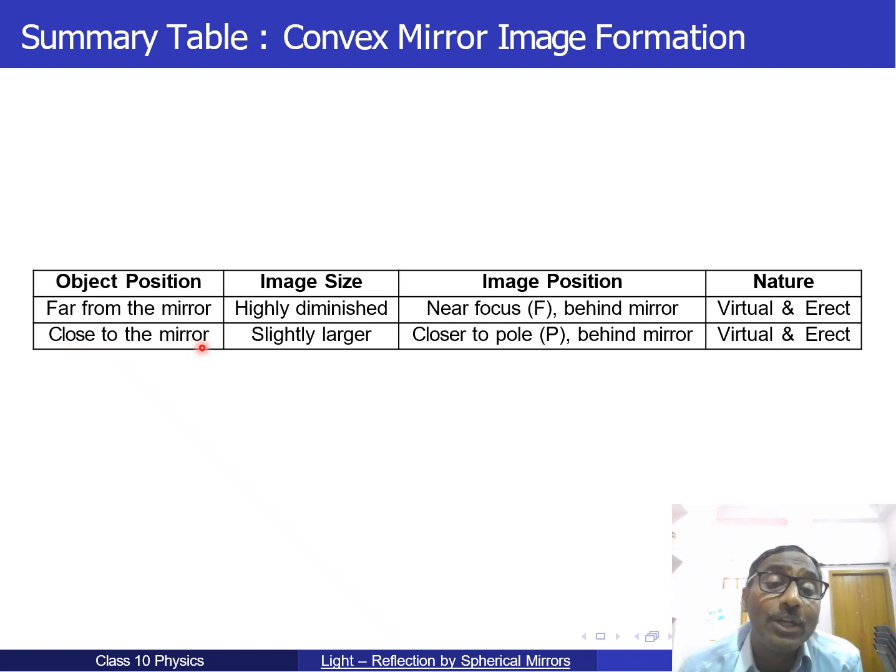Object position close to the mirror: image size is slightly larger compared to the earlier case, but anyway it is a diminished image only. Image position is closer to pole P, behind the mirror only, where the image is formed. So the nature of the image is virtual and erect.